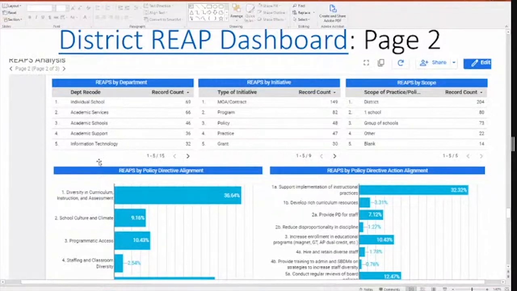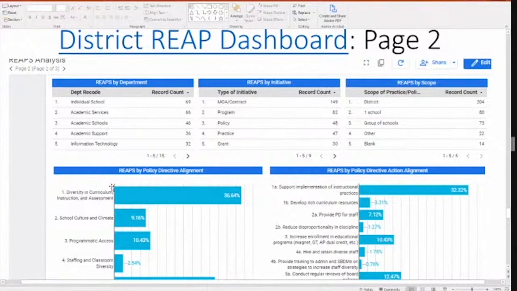So we code each REAP for its alignment to the tenets and the directives. And so you'll see here the majority of the REAPs have been related to curriculum, instruction. This is cut off, by the way, because these are screenshots. So if Dr. Marshall's okay with it, we can provide the dashboard to people to look at. At this point, it's been an internal dashboard for department heads.